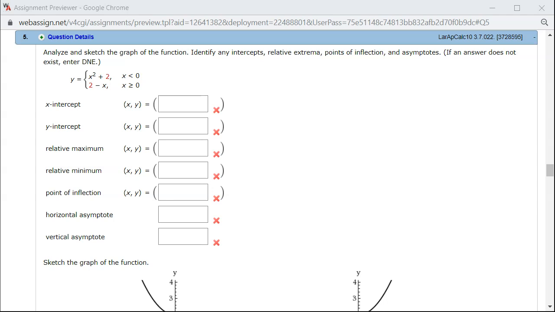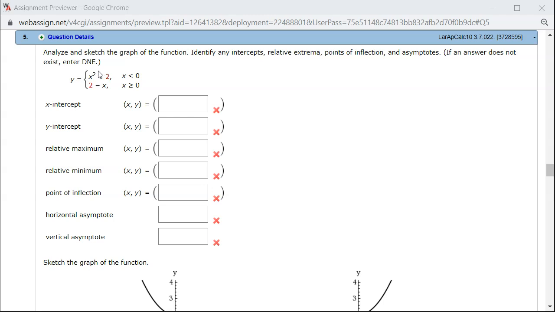All right, let's look at homework 3.7, problem number 5. We have a piecewise defined function, and we want to answer these questions. So let's do that. Let's find the x-intercept. We set y equals 0.